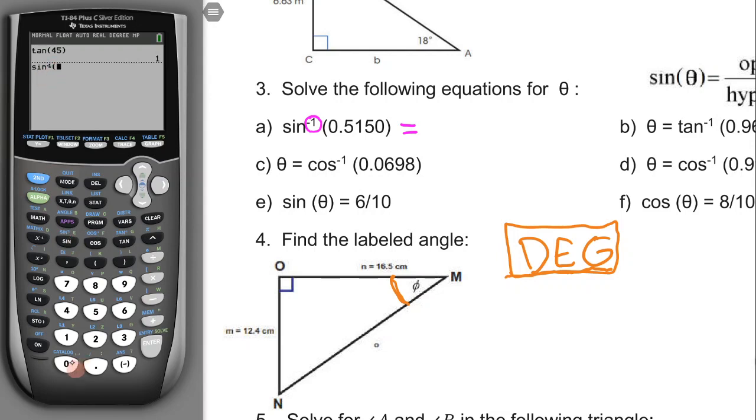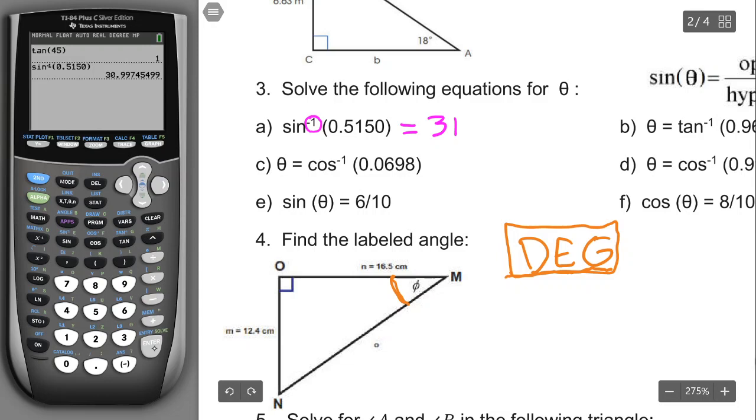If I do second sine of 0.515150, that gives us 30.99 degrees. So rounding to the nearest degree, the 9 rounds up to 31.